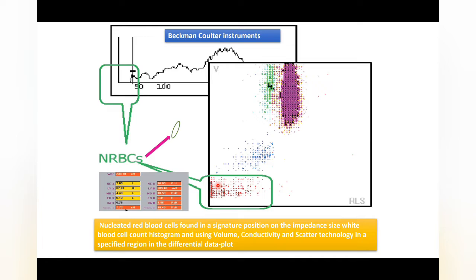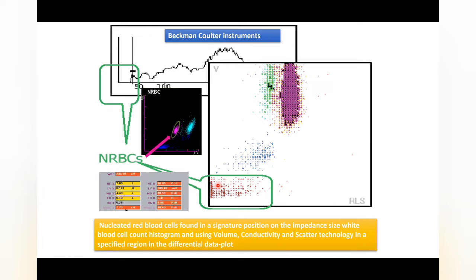Whereas in the XN parameters, Sysmex, we have seen this is the region where your nucleated RBCs are going to come.